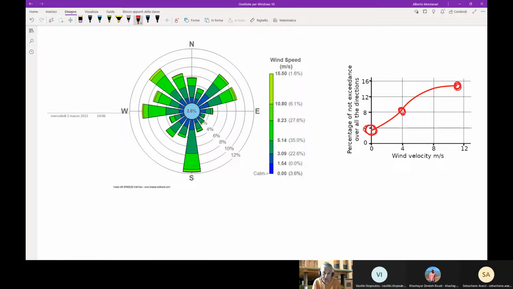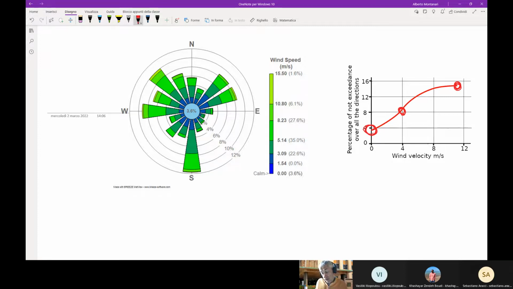You just go along the south direction and you sum the percentages of time during which you observed certain wind velocities. I don't think that we need to give more details about probability because you already studied something about probability distributions. I think that you know the Gumbel distribution, for instance.